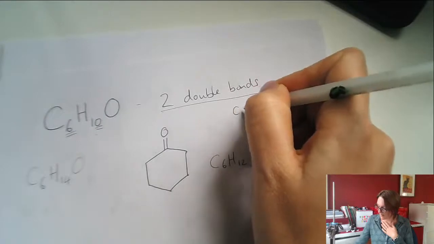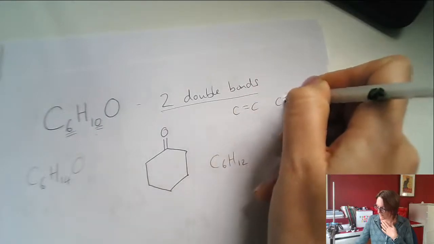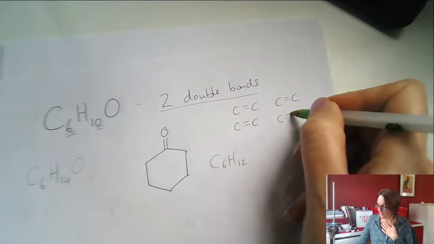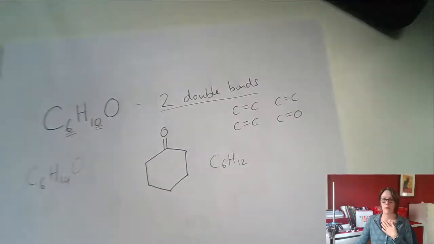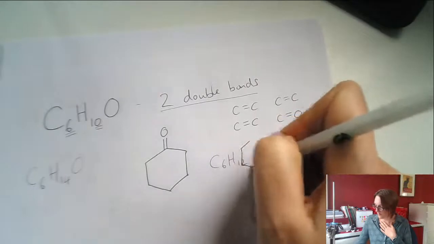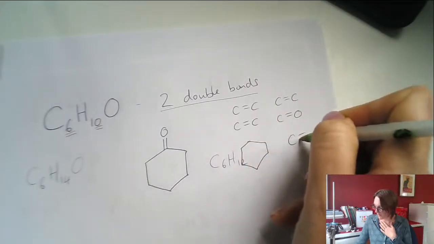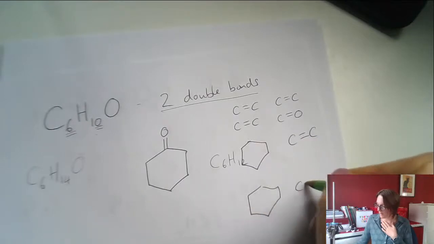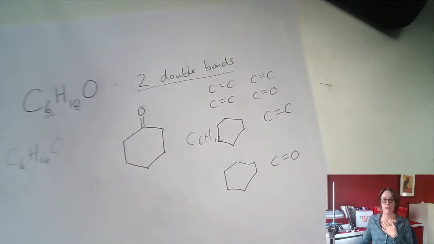I could either have two lots of CC in my molecule, or I could have a carbon-carbon double bond and a carbon-oxygen double bond. Or I could have a ring and a carbon-carbon double bond, or I could have a ring and a carbon-oxygen double bond. Now, it's unlikely you'd get all of these options, by the way. It's very likely that you'd be told something useful, like, you know, it's got a ketone group or something like that that you could get from the infrared if you've done infrared yet.